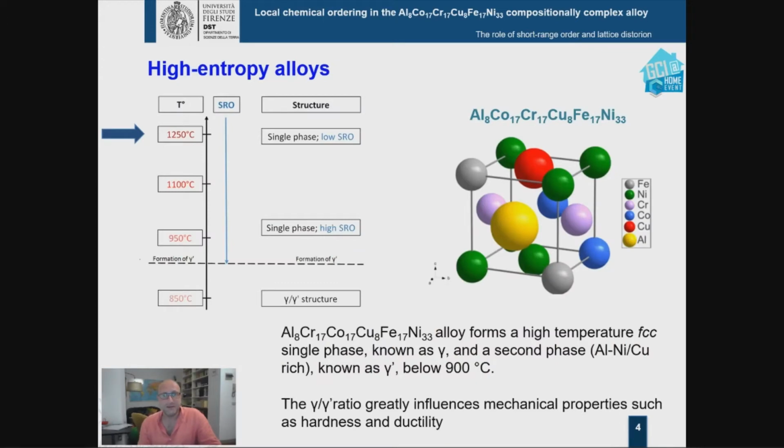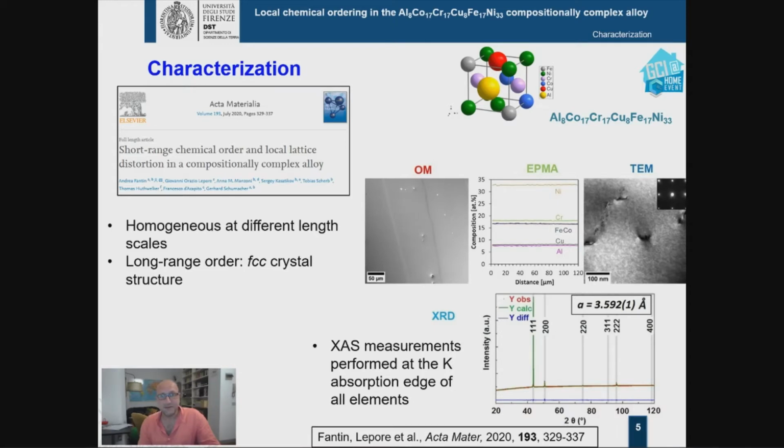In our work, we tried to address some of these questions, focusing on local distortions and local chemical ordering in a compositionally complex alloy based on aluminum, cobalt, chromium, copper, iron, and nickel. This alloy forms a single phase when annealed at high temperature, known as gamma, and when annealed below 900 degrees, it shows the appearance of a secondary phase enriched in aluminum, nickel, and copper, known as gamma first. And the gamma first ratio greatly influences the mechanical properties such as hardness and ductility. The results of this investigation have been recently published in Acta Materialia. Here you can see the reference.